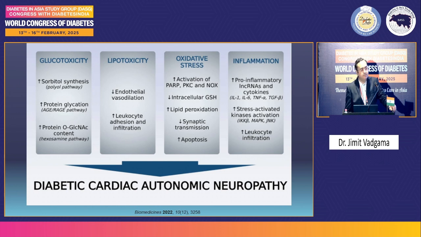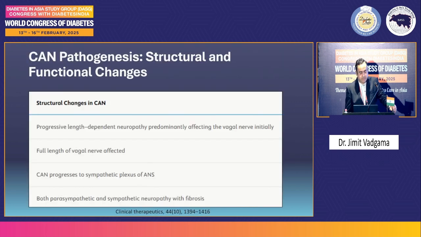So what can be the mechanisms? These are simple. These are similar to what we have seen with peripheral neuropathy, which we discussed as more common. Similarly, glucotoxicity by polyol pathways, advanced glycated end products, and hexosamine pathways, where glucotoxicity damages the nerve fiber. Similarly, lipotoxicity and oxidative stress ultimately reduce synaptic transmission and also increase apoptosis, and inflammation is also a part, as we have seen with the other complications of type 2 diabetes.